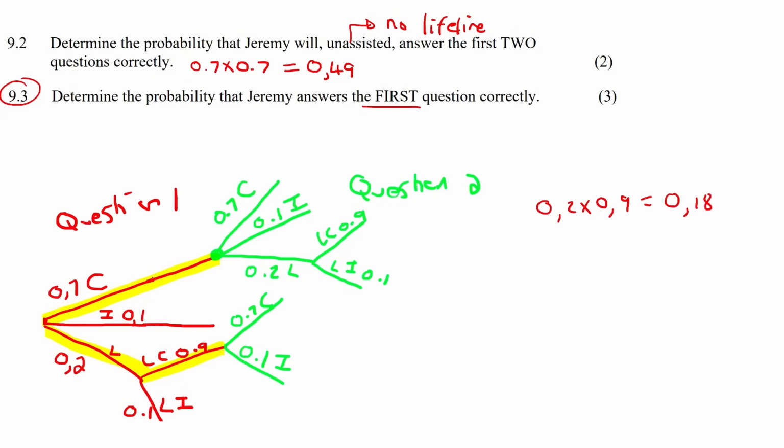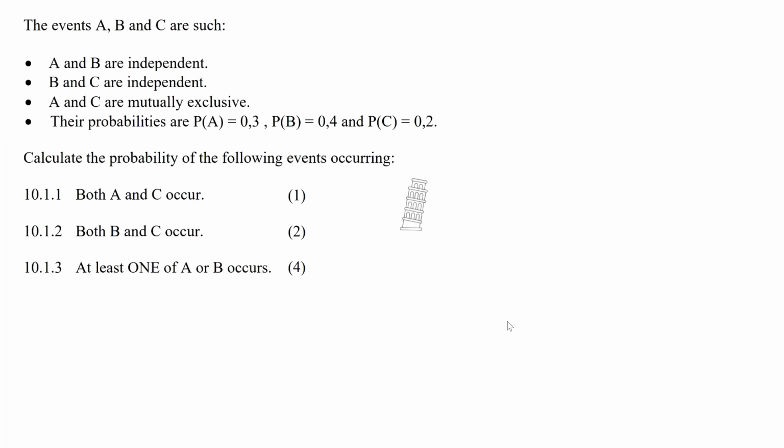Now, can you remember what we are supposed to do when you would like to add individual branches? Well, I just kind of said it. When you want to add the individual branches together, you're going to add the numbers. So you're going to say 0.7 plus 0.18, and that's going to be 0.88 over there.